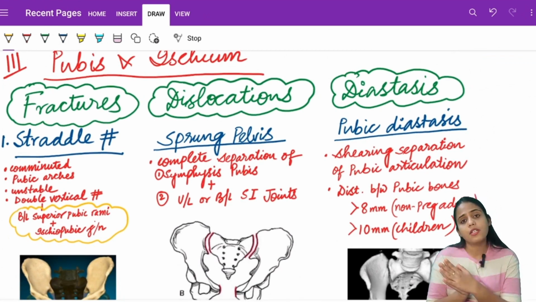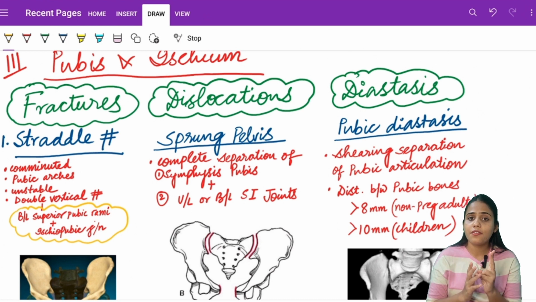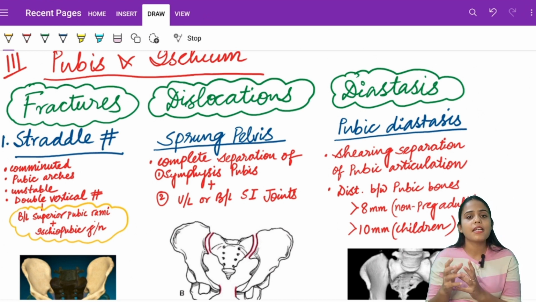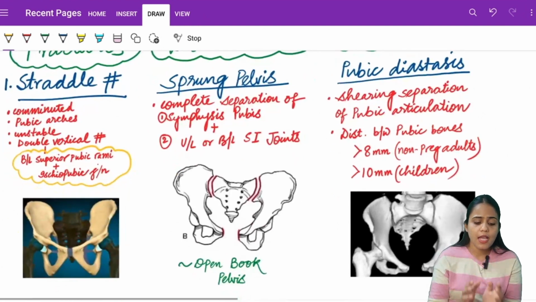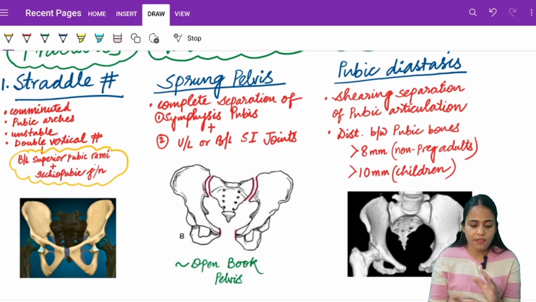Two other double vertical fractures that we had learned are the Malgaigne fracture and the bucket handle fracture. In Malgaigne fracture, there were two vertical fractures which were present in only one side of the hemipelvis, whereas in bucket handle fractures, they were present on opposite sides. Here in straddle fracture, there is bilateral involvement. Whatever happens, there is a bilateral involvement.